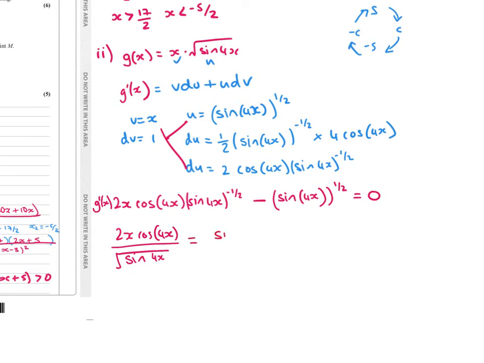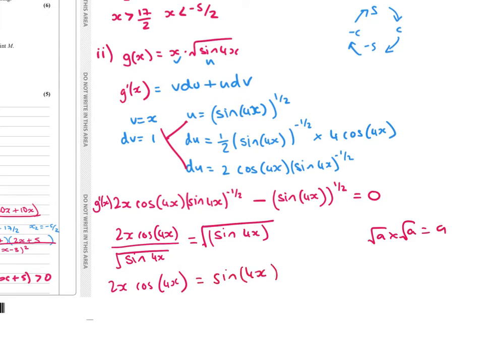Equals sine of 4x, and to the power of a half is actually root. All I've done is I've moved that minus here. Actually, this is going to work out quite well. I can multiply both sides by root sine of 4x. So then I'm going to have 2x cos of 4x. Root of something times root of something is just that something, isn't it? If you think back, root a times root a is in fact a. So this is just going to equal sine of 4x.